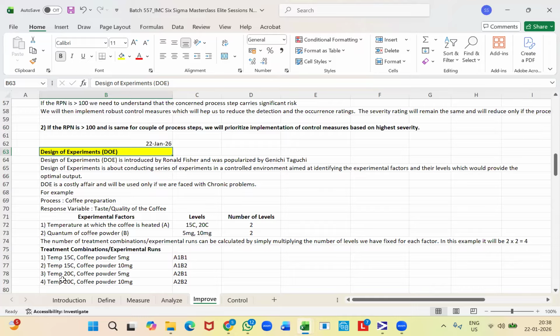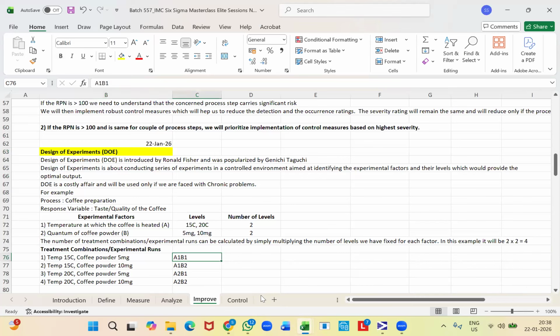So these are the four possible combinations that we can arrive at for this scenario, wherein we have two experimental factors each at two levels, right? So we will have a total of four treatment combinations or experimental runs. If you are going to express these factors in terms of A and B, and level 1 and level 2 as 1 and 2, then the combinations can be written like this.